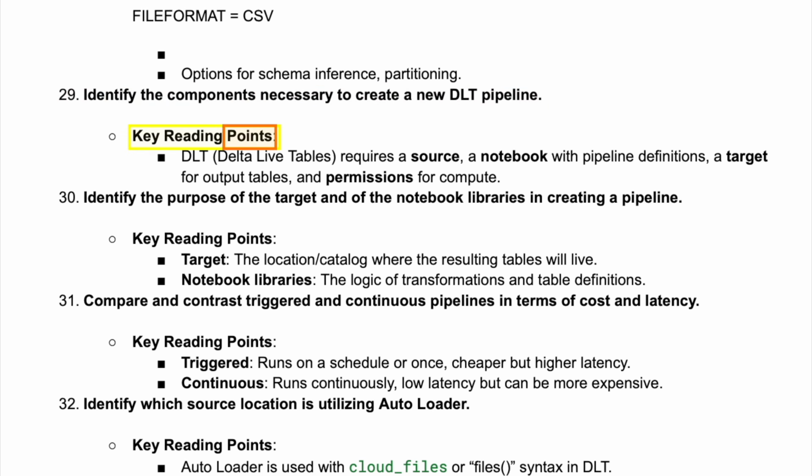29. Identify the components necessary to create a new DLT pipeline. Key reading points: DLT, Delta Live Tables, requires a source, a notebook with pipeline definitions, a target for output tables, and permissions for compute.